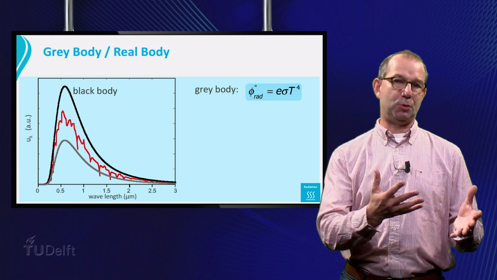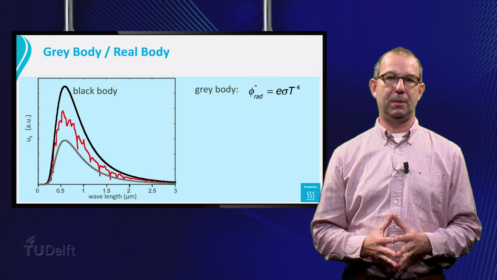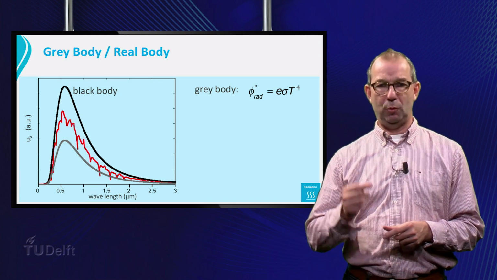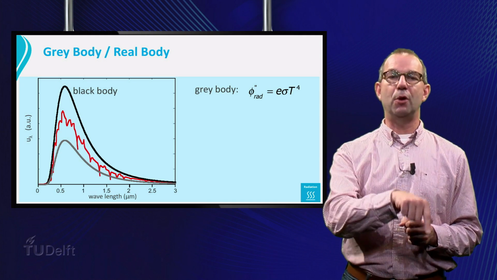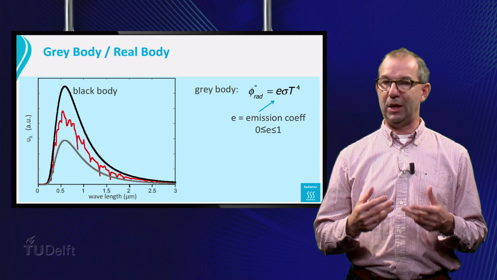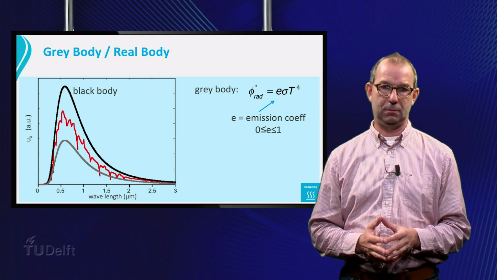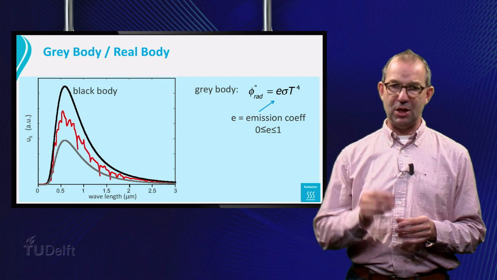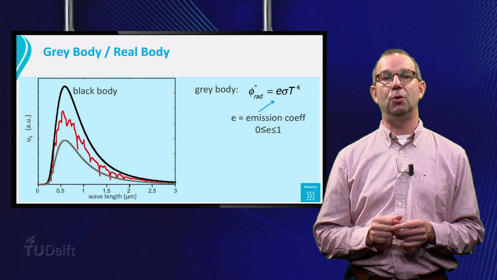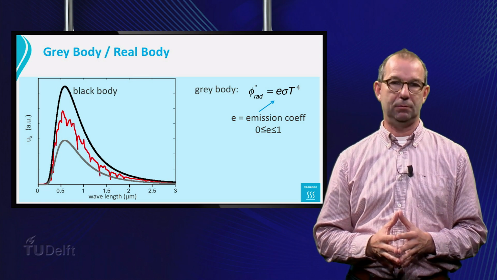A first step to real bodies are the grey bodies. These radiate according to the black body law, but with an emission coefficient in front of it. This coefficient, called E, has a value between 0 and 1. Note that this coefficient is a constant for the grey objects in question. It does not depend on the wavelength of the radiation.